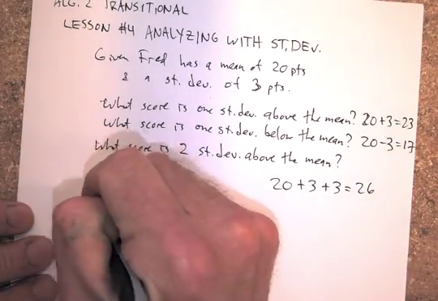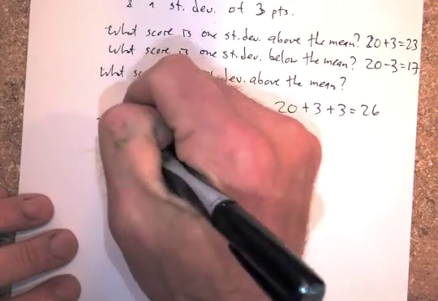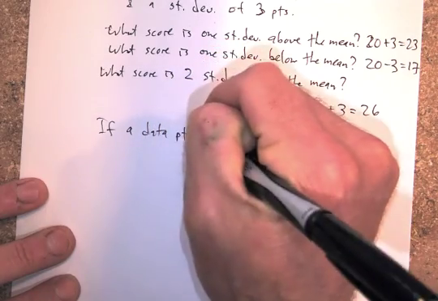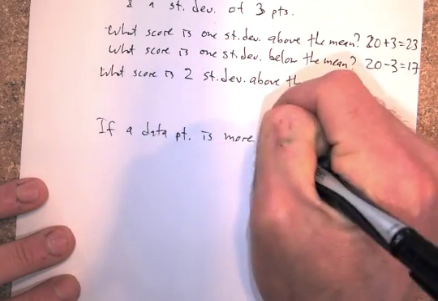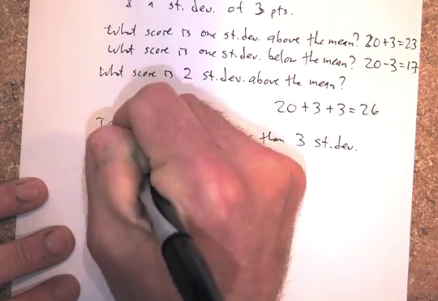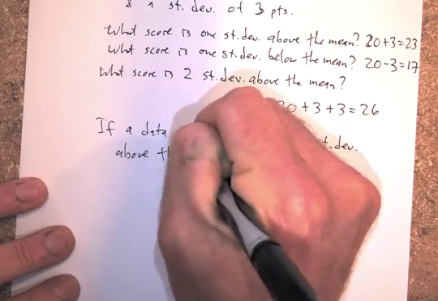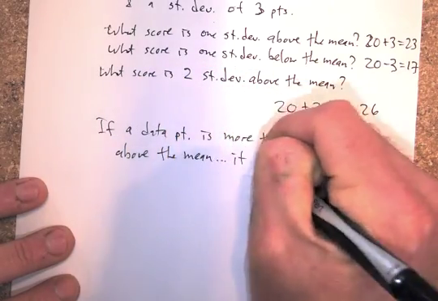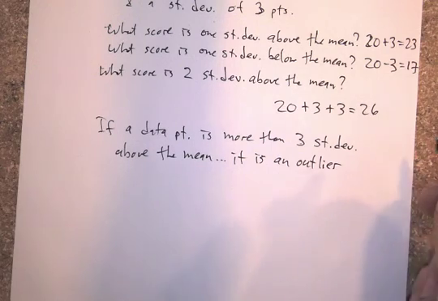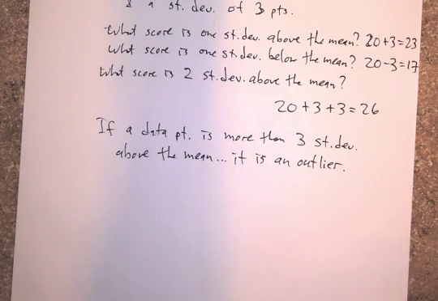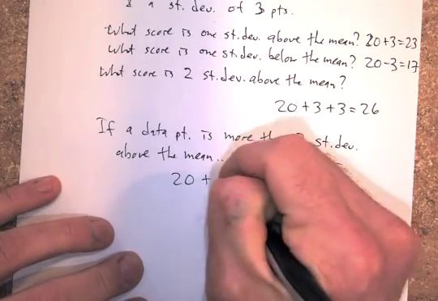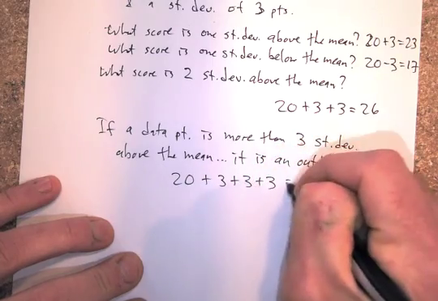So here's another thing. Here's a common way to analyze the data. If a data point is more than 3 standard deviations above the mean, it is an outlier. Okay, it's a way to calculate outliers. We did it with IQR. This is a different way to calculate it. This is probably a more common way. So we say, okay, it's 3 standard deviations. So we say 20, and we're going to add on 3 times, right? For 3 standard deviations, we're up to 29.